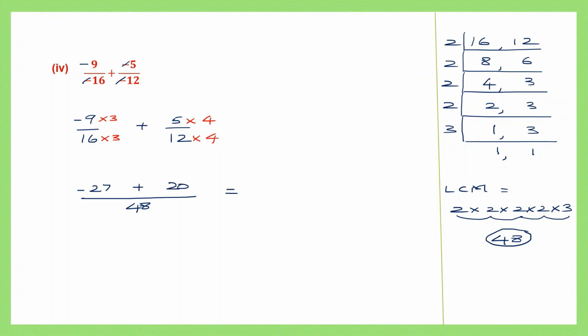Now what do we have? Minus 27 plus 20. Signs are different. Put the sign of the bigger number and subtract. 27 minus 20 is 7. So minus 7 by 48.